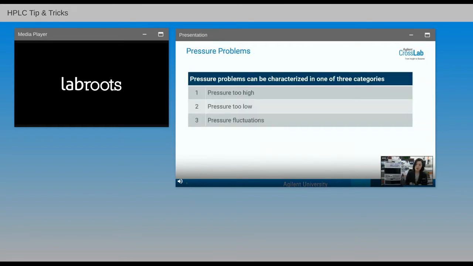Okay, next, we really want to look into the type of problem that we usually face. So pressure problems fall into one of three categories: high pressure, low pressure, or even fluctuating pressure. A pressure problem can occur suddenly or gradually. What does suddenly mean? Suddenly means that when particles from the samples block your columns or damage the tubing as they flow through the system, the pressure will suddenly shoot up.